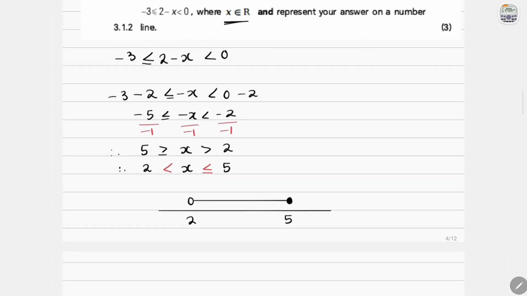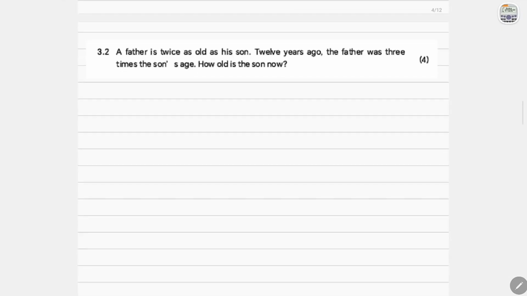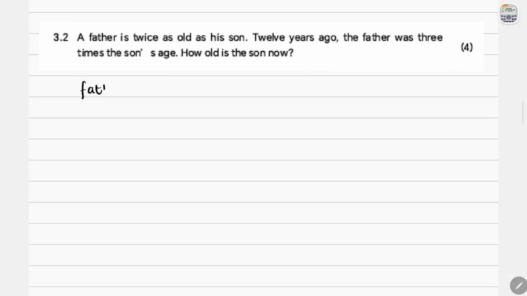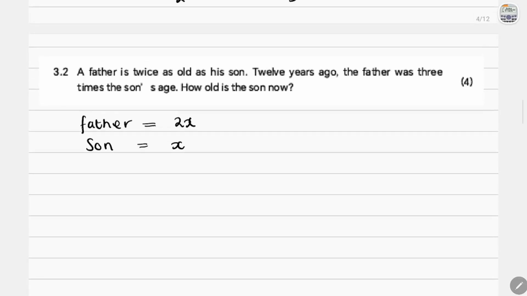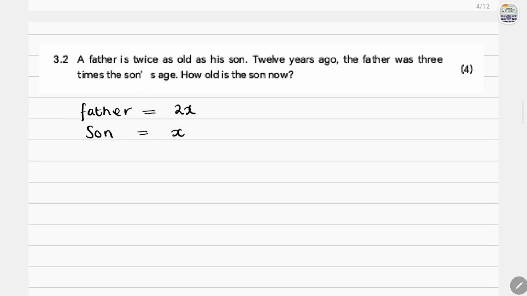Moving on to the next question. Question 3.2 says, a father is twice as old as his son. Okay, so let's just go ahead and start putting this down. So the father is twice as old as his son. So if this is his son, and let's say his son is x years old, then the father is 2x. Okay, so 2x years old. And so 12 years ago, the father was 3 times the son's age. How old is the son now?